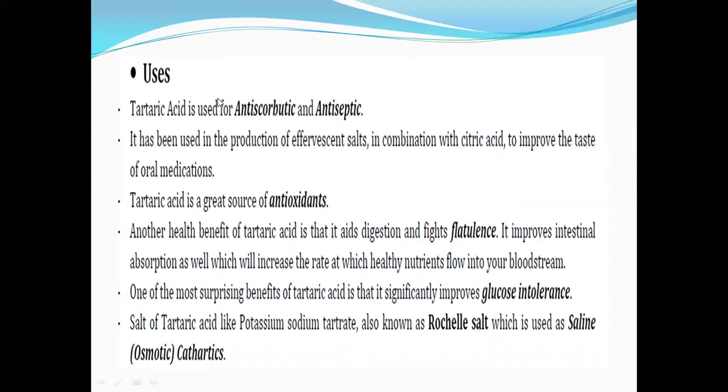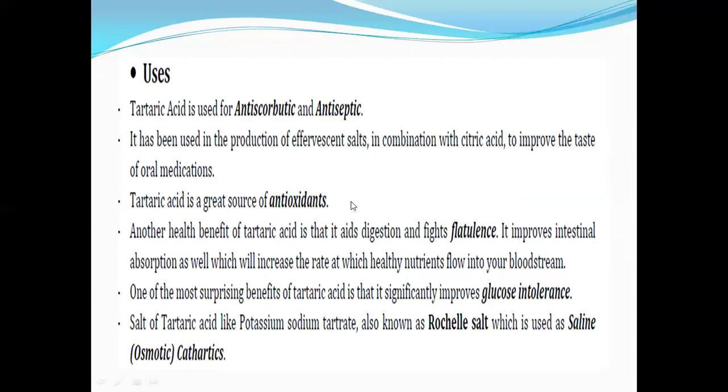Now we are going to discuss some of the applications and uses of the tartaric acid molecule. It is used as an antiscorbutic as well as an antiseptic. It has been used in the production of effervescent salts when combined with citric acid to improve the taste of oral medication. So whenever we prepare any oral medicinal preparation, we can use tartaric acid in combination with citric acid to improve the taste of that oral medicament.